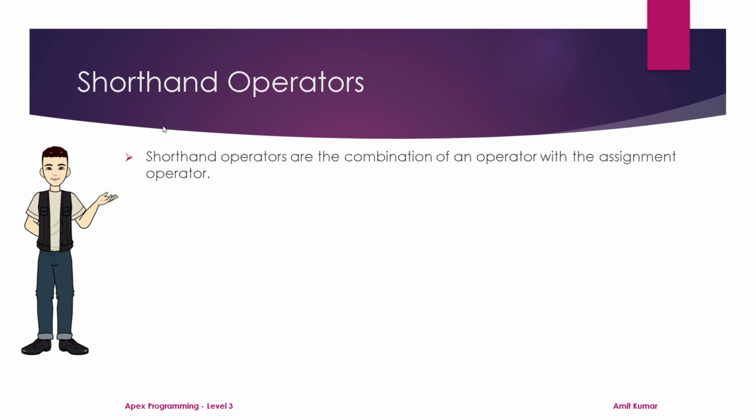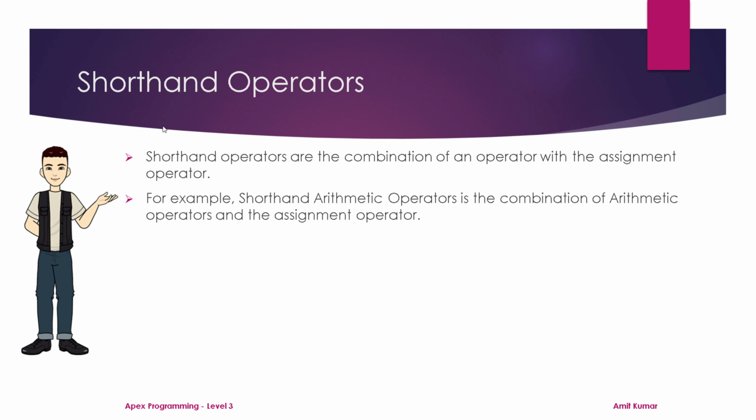Now shorthand operators are the combination of an operator with the assignment operator. For example, shorthand arithmetic operators are the combination of arithmetic operators and the assignment operator, like this. So plus equal to, minus equal to, multiply equal to and divide equal to are examples of shorthand arithmetic operators.